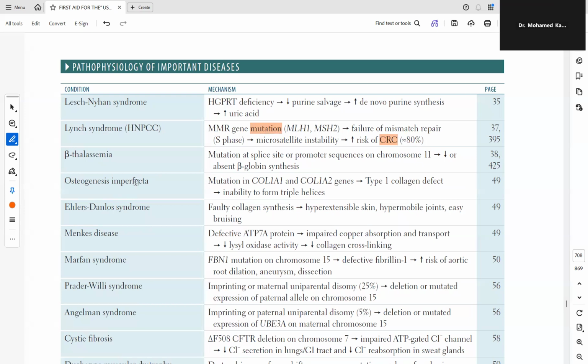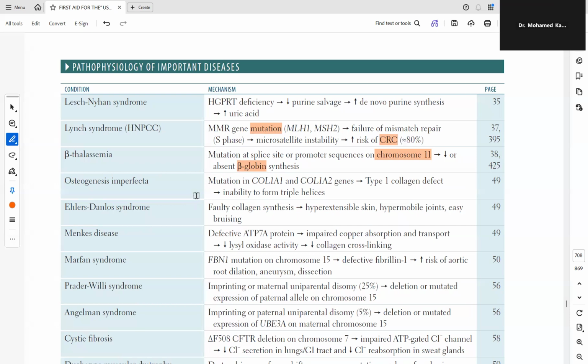Beta thalassemia, one of the hematologic diseases, is a mutation at a splice site or promoter sequence on chromosome number 11, with reduced or absent beta globin synthesis. So we will have beta thalassemia.